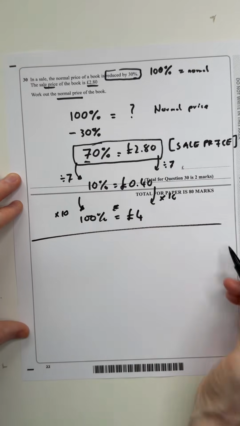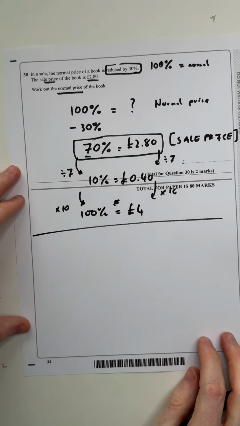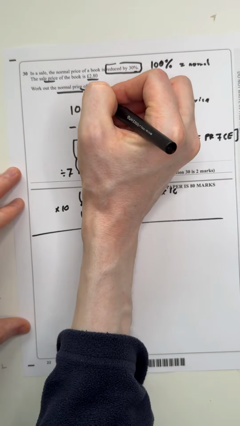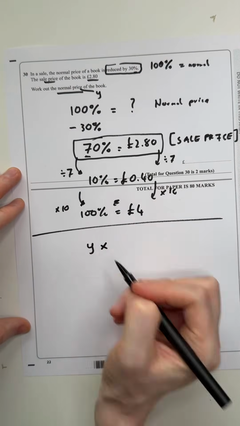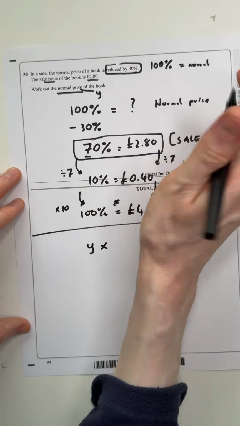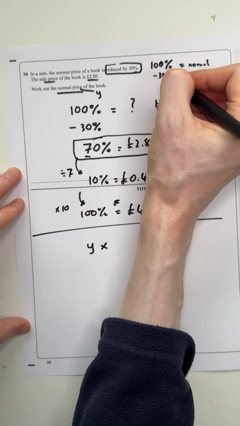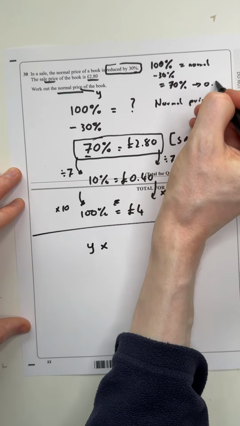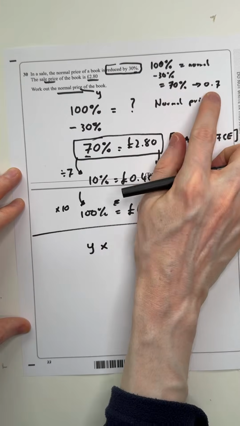The other way you can do it, that's method one, is to think of it like a multiplier. So if you call the normal price of the book the letter Y, multiplied by, it's been reduced by 30%. So 100% is the normal. If it's been reduced, we take it off. 100 take away 30 is 70. And 70% as a decimal would be 0.7, because percent means out of 100. Divided by 100 is 0.7.